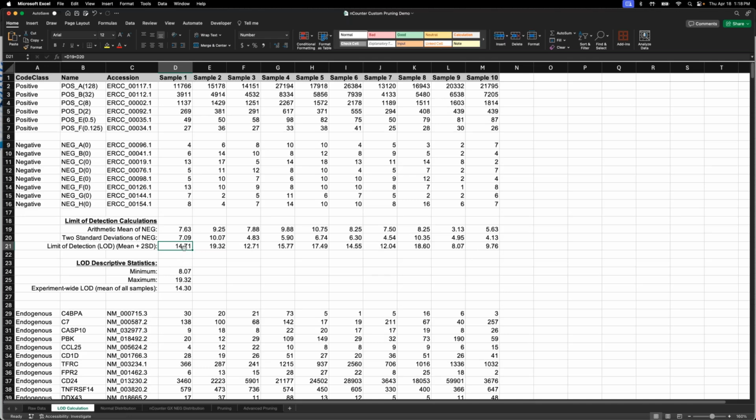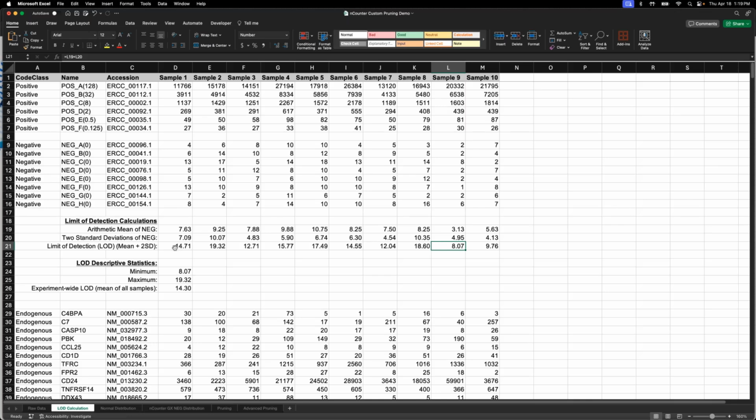Now, of course, you can do this formula all in one cell and make it much simpler, but I broke it down step by step just to hopefully explain it to you a little more clearly. So what I just did, I calculated a specific independent limit of detection for each individual sample. You see there's some variation here. So this is 14.71, 19.32, 15.77. This one's down at 8. Some variation is normal. This just reflects the natural technical variation from lane to lane in the cartridge.